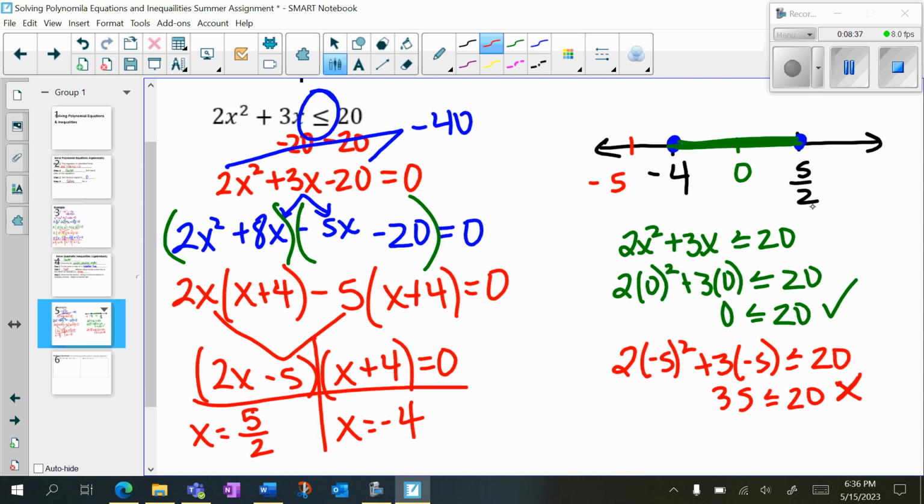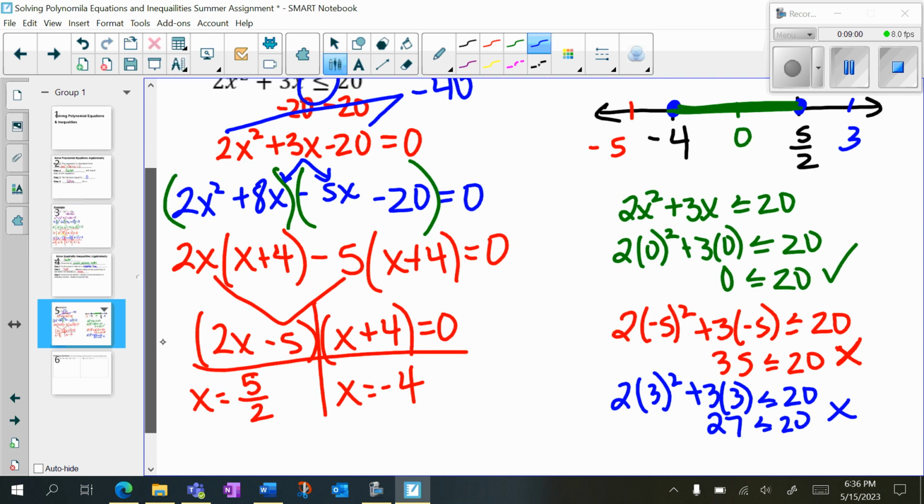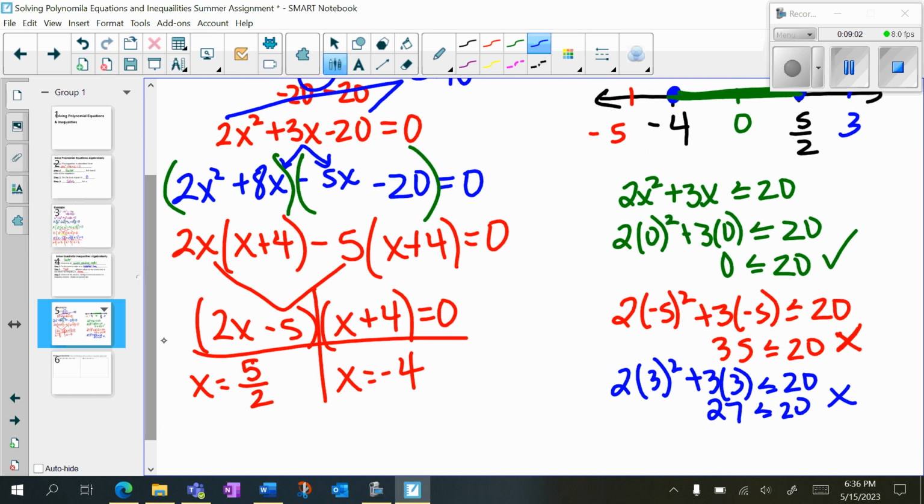And then since 5 halves is 2.5, I could test 3. So if I did 2 times 3 squared plus 3 times 3 to see if that's less than or equal to 20, that would be 27. 27 is not less than or equal to 20, so that wouldn't be correct. So that's why we shaded on the inside between the negative 4 and the 5 halves.